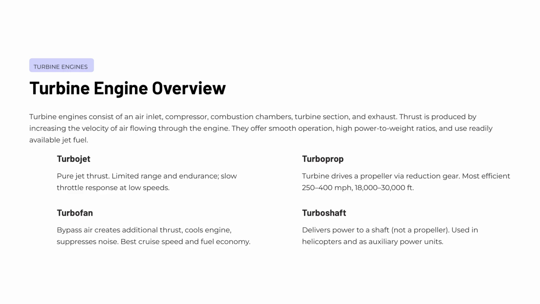The turbofan adds a large fan that bypasses air around the core. This bypass air contributes to thrust, helps cool the engine, and significantly reduces noise. It offers the best cruise efficiency and is the dominant power plant on modern commercial aircraft. Finally, the turboshaft delivers power to a rotating shaft rather than producing direct thrust. This design is used extensively in helicopters and auxiliary power units.